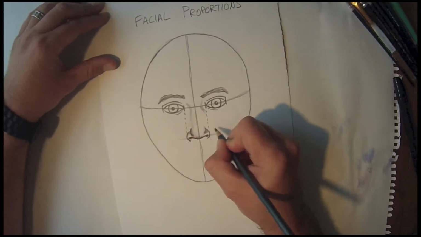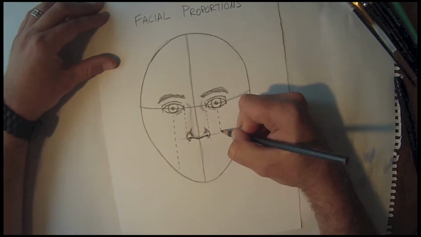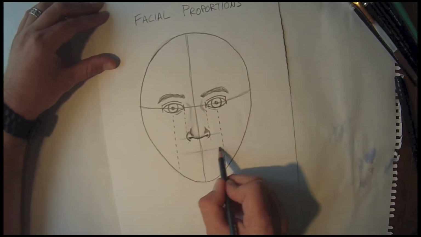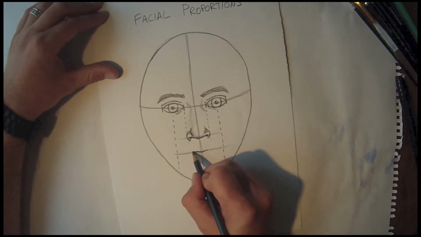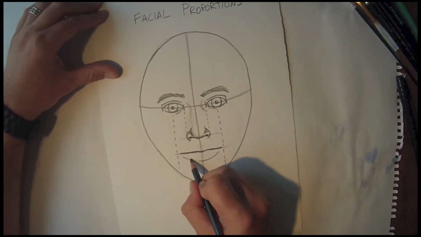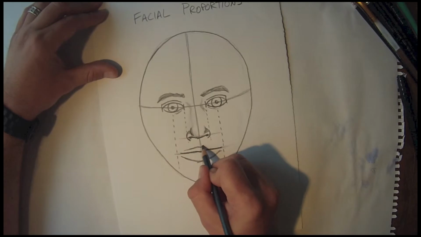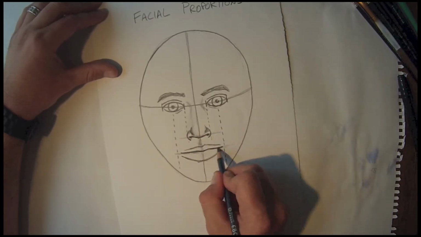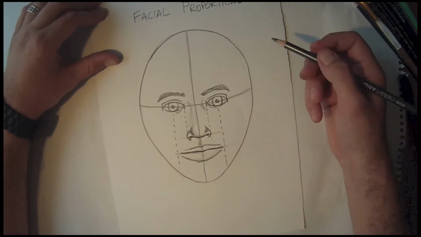Now the mouth, the opening of the mouth is going to exist halfway between the nose and the bottom of the chin. The dotted lines from the center of each eye will go down and show you how wide the mouth should be. And go ahead and sketch in that opening line and the top and the bottom lip.